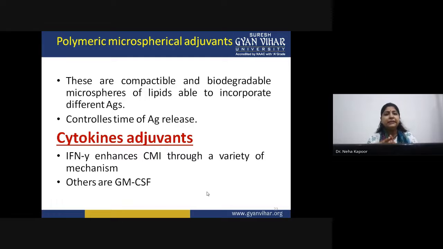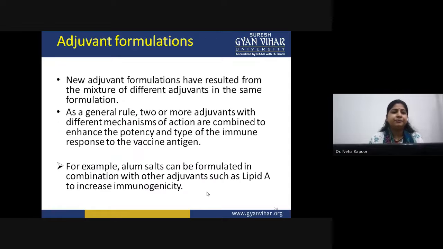However, there are also certain cytokines. Cytokines are glycoproteins, protein molecules that are produced by a vast range of cells. There are certain cytokines that can also act as adjuvants. For example, interferon gamma enhances the cellular mediated immune response through a variety of mechanisms. Another is the growth factor GM-CSF, which can also be used as an adjuvant.